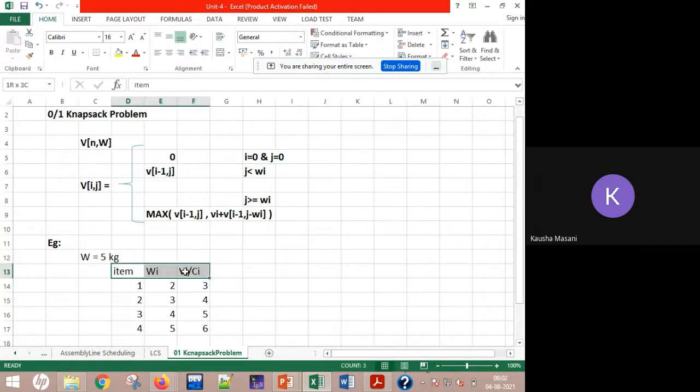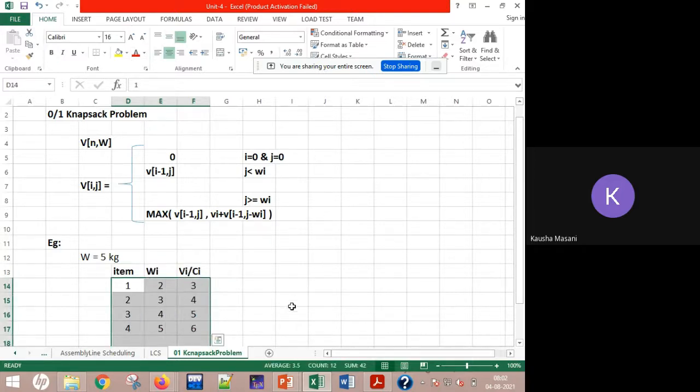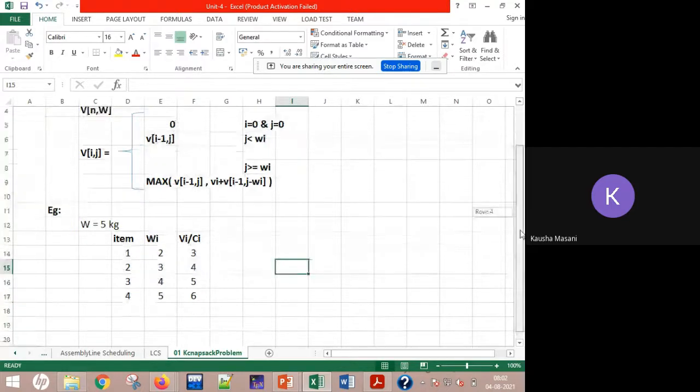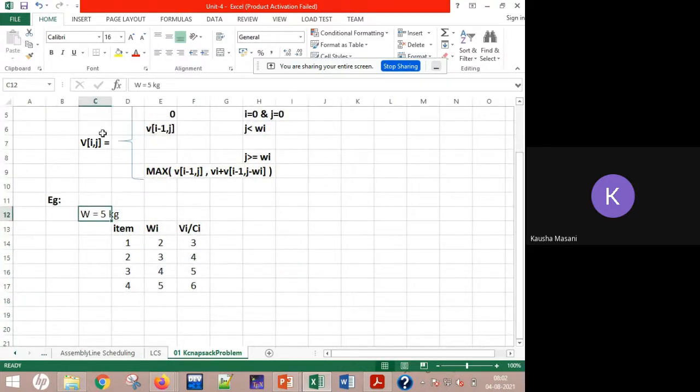This information will be provided to you in your question. The weight W of your knapsack will be provided to you, and the items, their individual weights, and their cost values will be given to you. What we have to find here is the max profit by choosing the items, and which items to be chosen.